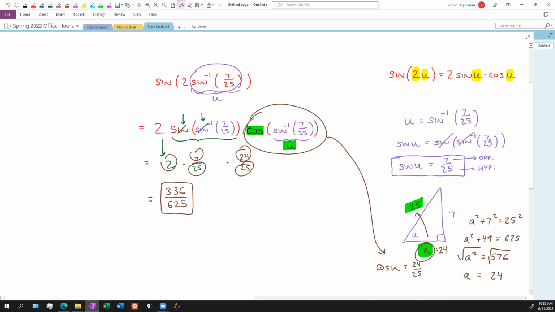I know it's somewhat involved, but the main point of this, the reason I put this problem on here, is because this idea of getting a reference triangle is going to come up later. So it's important that you understand how to do this. I hope that helps. Let me know if it doesn't.